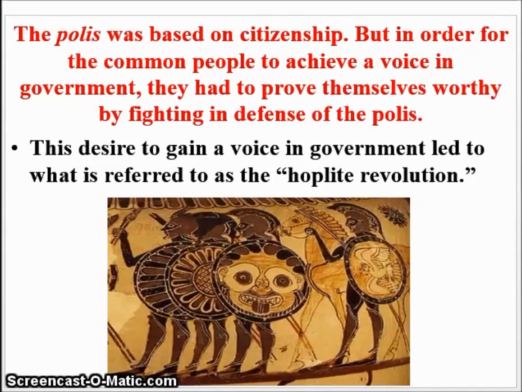And this, of course, is going to create a system whereby showing up on the battlefield becomes an important prerequisite to garnering for yourself greater political representation and a greater voice in government. And these factors will come together in what is broadly referred to by scholars as the Hoplite Revolution.